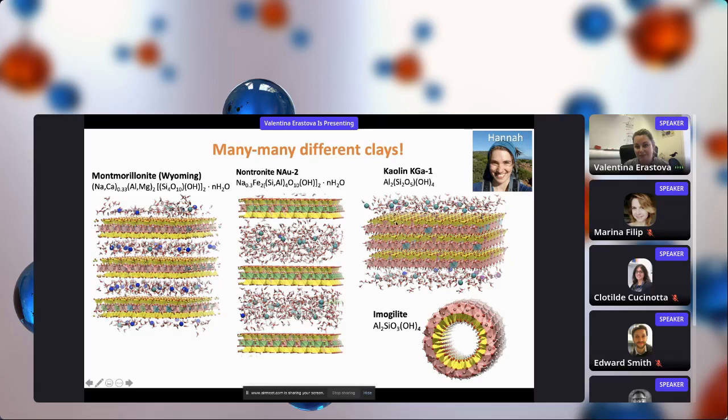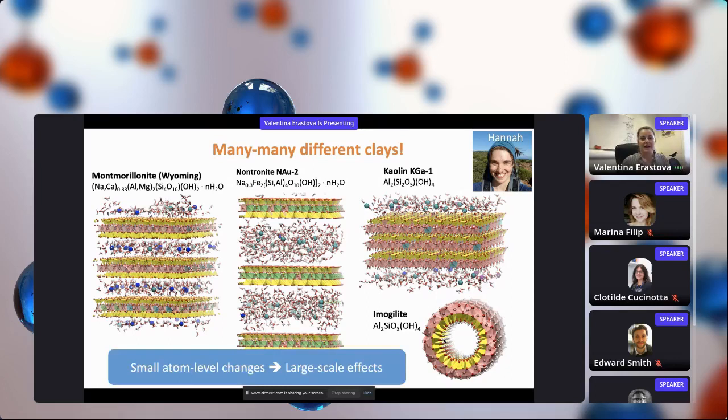Similar tetrahedral, octahedral layers could also curl into these halloysite nanotubes that could stack together. And there's a lot of interesting physical chemistry going on in there. So Hanne is basically working on creating those clays, making sure they're representative, and how we can create the perturbations depending on what we would like to look at.